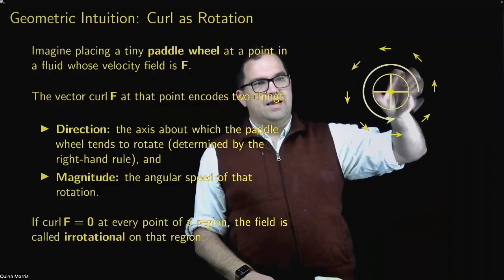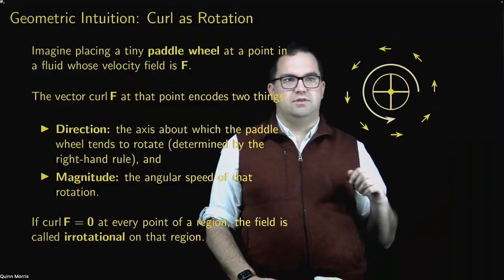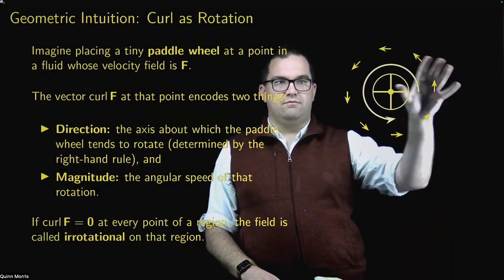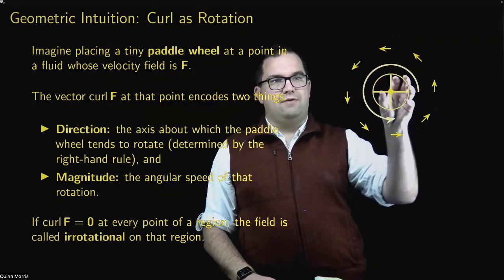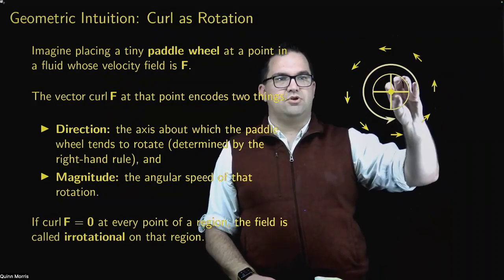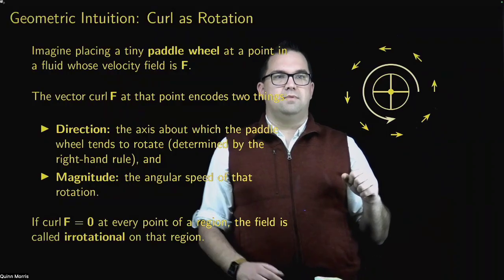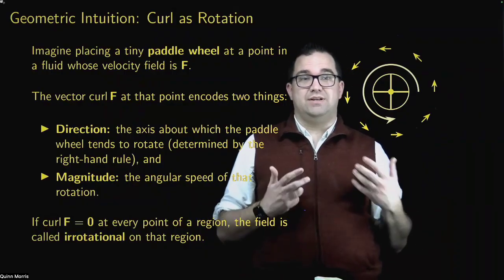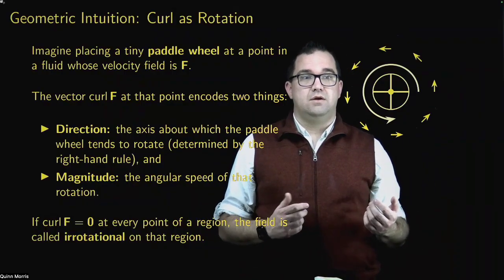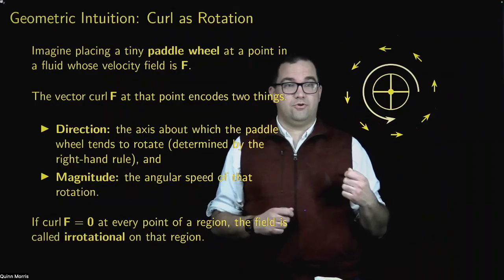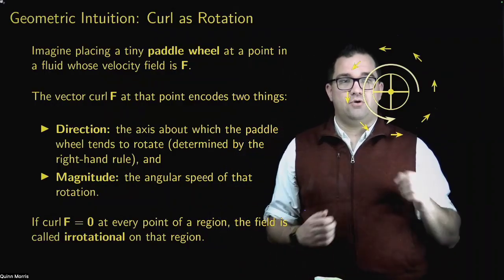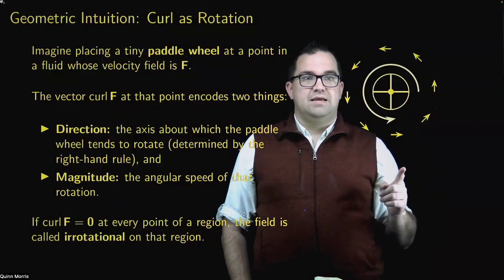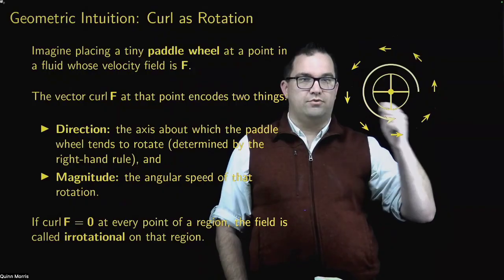So I drop this in here, and I look at what happens to the paddle wheel instantaneously. Now, of course, in real life, if I drop it in there, it may start moving left to right, up or down, but I really want to focus on instantaneously what the rotation is, right? So one of the things that curl is capturing is the rotation of the vector field, okay? So the curl vector that you're going to get back at this point is really going to tell you two things. The direction of the vector is going to tell you the axis of rotation.